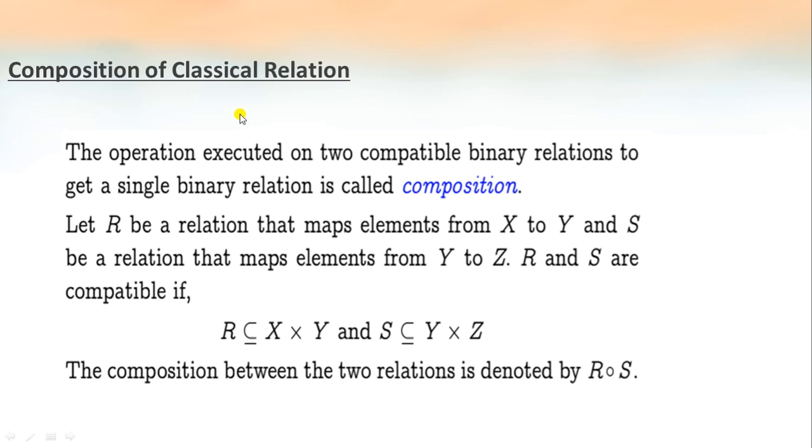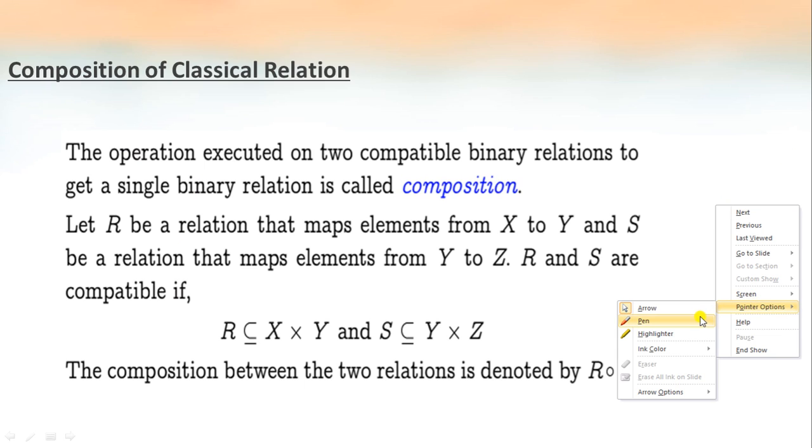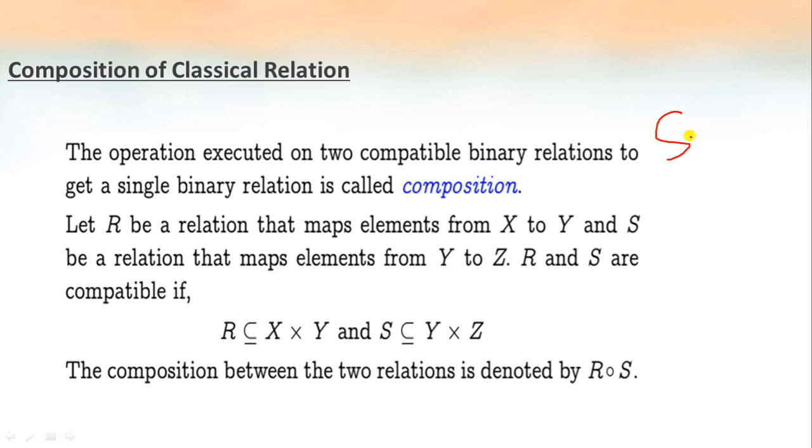Next is composition of classical relations. Composition means, suppose we have two binary relations. Let us say we have a binary relation S and we have another binary relation R. We are performing some operations on this S as well as on the R to get a single binary relation. This is called composition. That means some operations are executed on two binary relations to get a single relation.